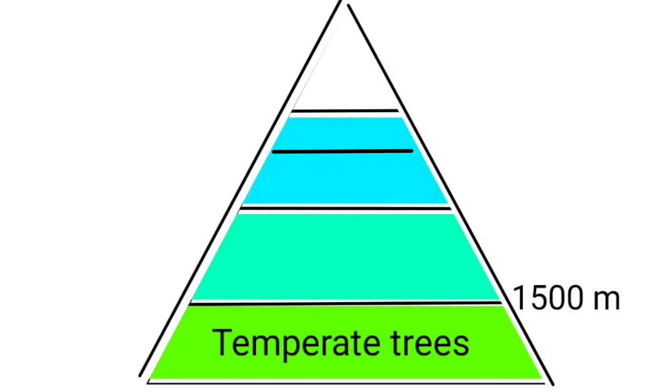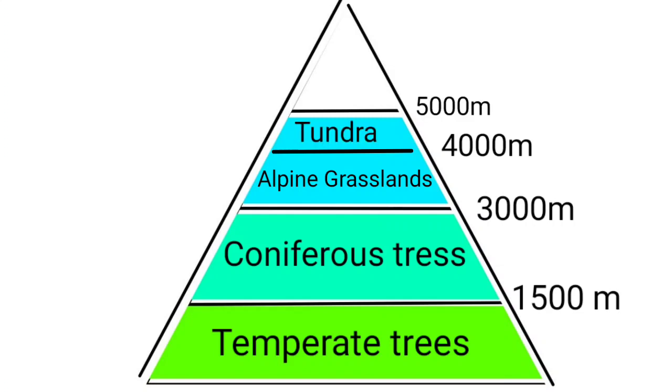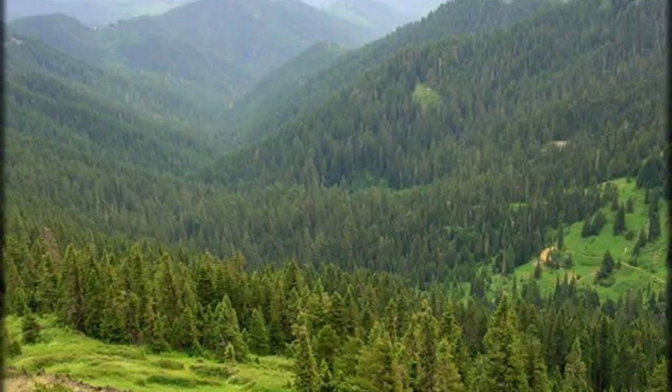As the height differs, the trees also differ. At a height of 1500 meters we find temperate trees. At 3000 meters we find coniferous trees. At 4000 meters we find only grasslands and pastures. At 5000 meters we find tundra type, where mosses and lichens grow. Above that we find the permanent snow line.